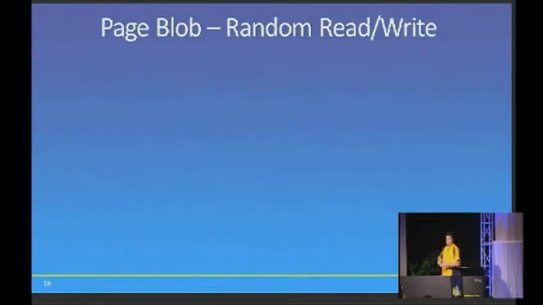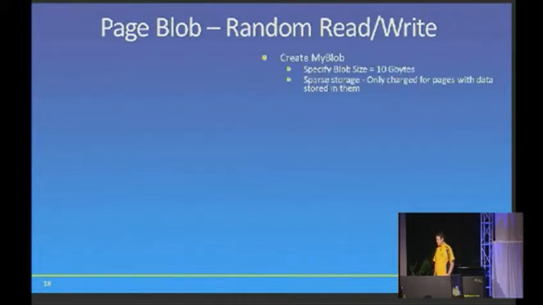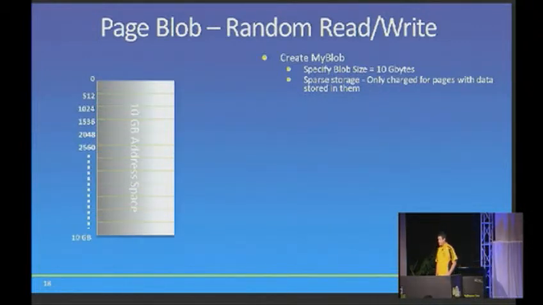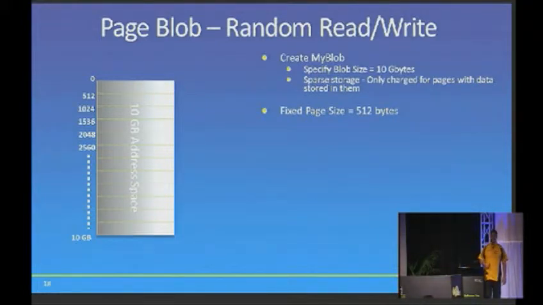So page blobs are completely different. With page blobs, we basically create a blob and we specify the size. It is sparsely stored, which means you'll only be paying for the actual pages of data that are stored on disk. Those pages are 512 bytes in size, so it's pretty granular storage. So basically you've defined your blob and you then end up with a 10 gig address space into which you can start writing data.